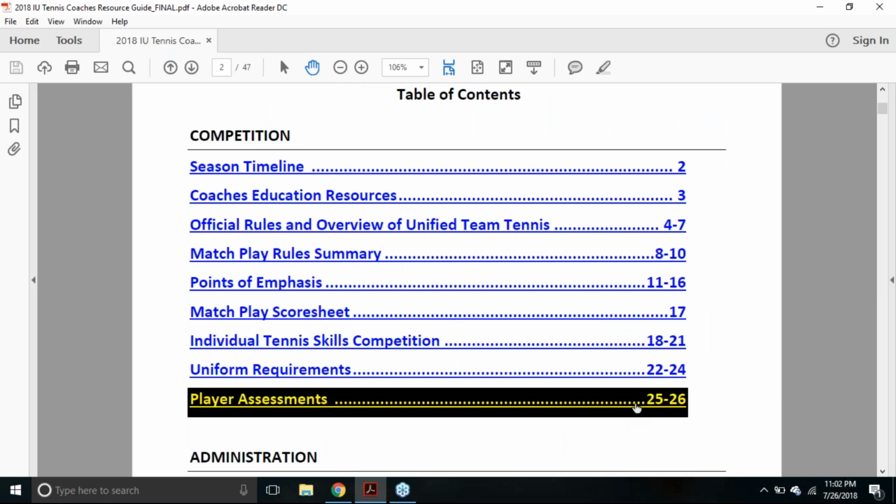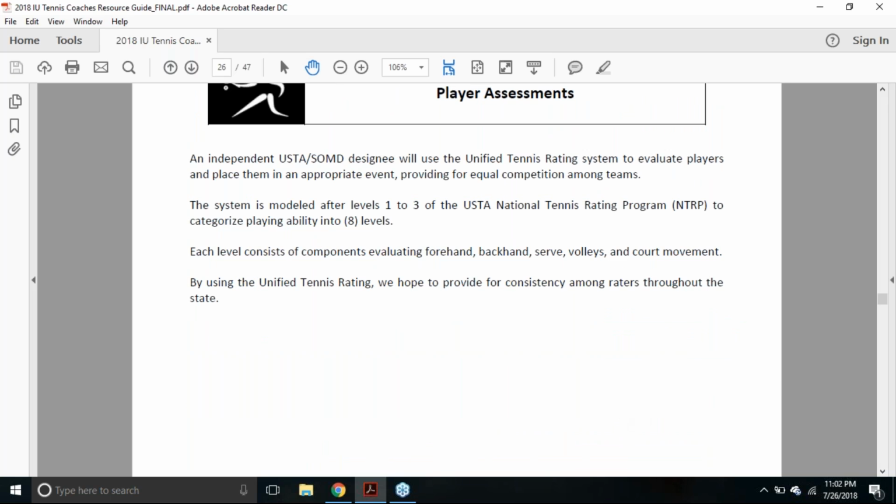And lastly, in this section, we will review player assessments. As I began explaining in the overview of the sport, we do review and rate all players across the entire state. An independent USTA or Special Olympics Maryland designee will use the Unified Tennis Rating System to evaluate players and place them in an appropriate event, providing for equal competition among teams.